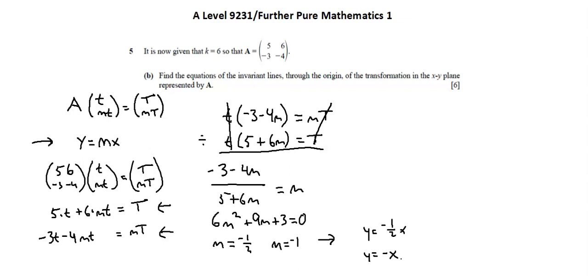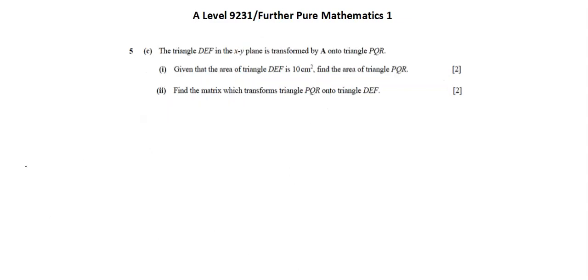This completes requirement B. Let's proceed to requirement C. The triangle DEF in the xy plane is transformed by A onto triangle PQR. Requirement 1. Given that the area of triangle DEF is 10 square centimeters, find the area of triangle PQR. Requirement 2, find the matrix which transforms triangle PQR onto triangle DEF.